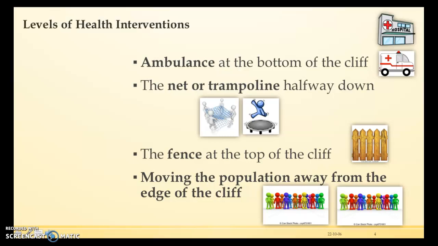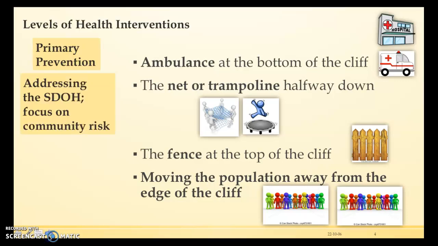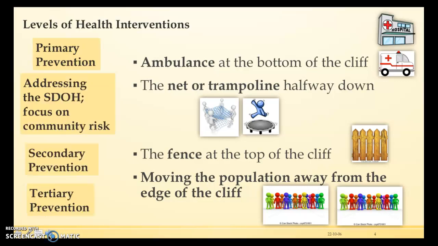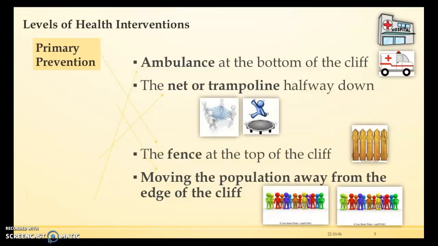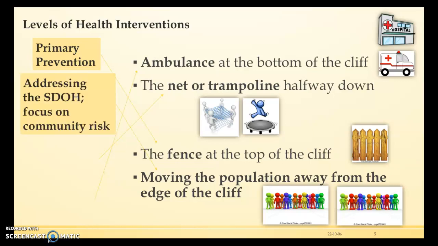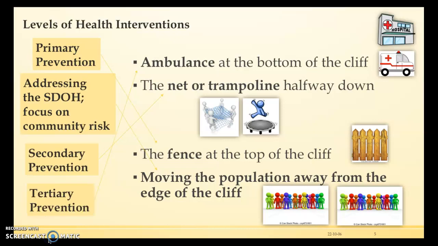What I've mentioned is really levels of health prevention. You can see there's primary, secondary, and tertiary, and then there's a text box that says addressing the social determinants of health. The focus is on community risk. So we can match these. Primary prevention, for example, would be the fence at the top of the cliff, to prevent people from falling off in the first place. I'm just going to put the other ones up here.